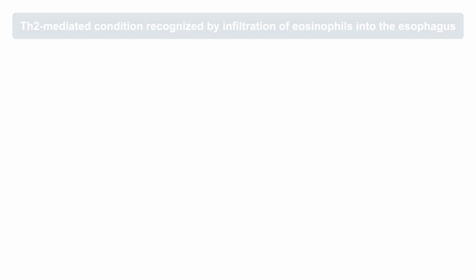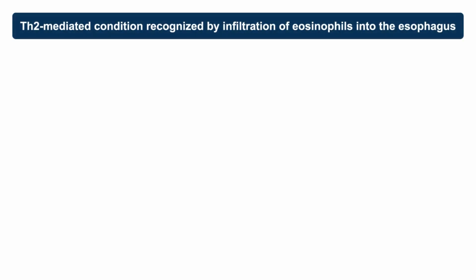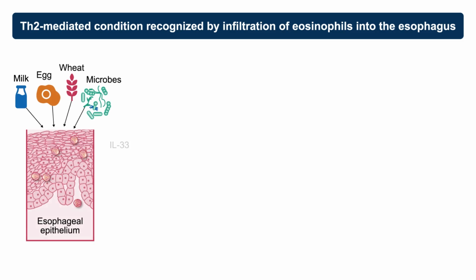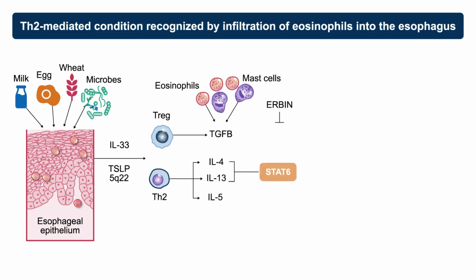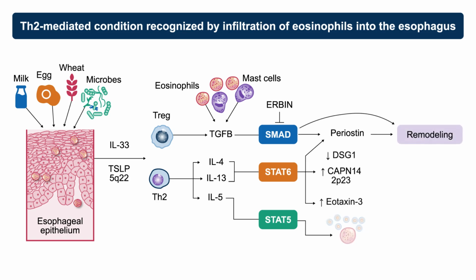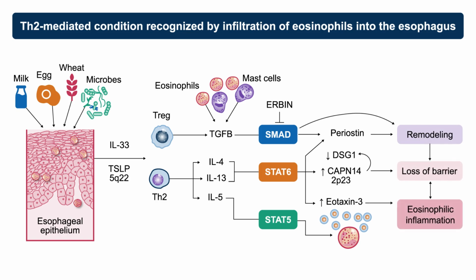The pathophysiology of EOE is complex, but it is still mediated by similar Th2 pathways that recognize eosinophils in the esophagus. Oftentimes, food triggers, including milk, wheat, and eggs, environmental triggers such as microbes, seasonal allergens, and genetics all play a role in triggering the esophageal tissue to set off a cascade that activates Th2 and T regulatory cells that then, through multiple pathways, trigger eotaxin-3, STAT6, STAT5, and SMAD, which decrease the barrier protection of the esophagus, and SMAD and periostin, which worsen esophageal tissue to cause remodeling and also cause eosinophilic inflammation through the eotaxin-3 pathway.